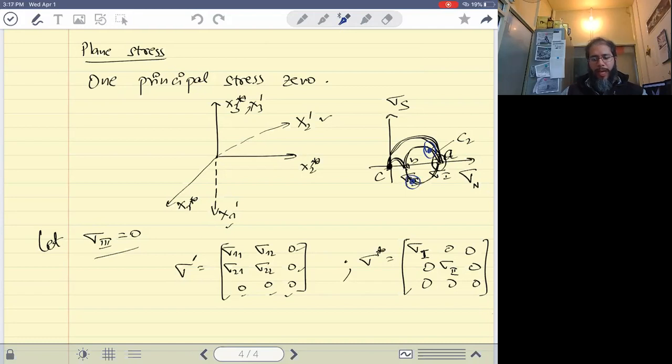So that would lie somewhere on the same circle but on the opposite side. And the reason being because the angle between x1 prime and x2 prime is 90 degrees. And if you remember that theta in the physical plane corresponds to an angle of 2 theta in the stress plane. So I will have my points, the blue points separated by 180 degrees.